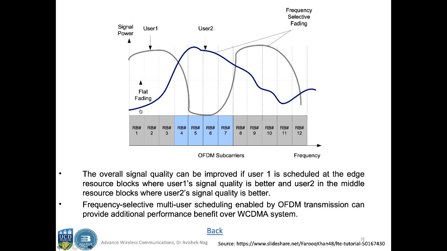So let's say you have a scenario like this. You have two users shown here, and the two users have different types of frequency selective fading. User 1 is facing this fading and user 2 is facing this fading. If it was a flat fading, then it would have stayed flat like this, but this is a frequency selective fading that both these users are facing.